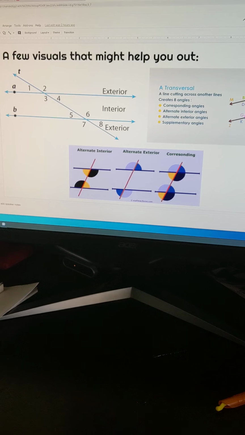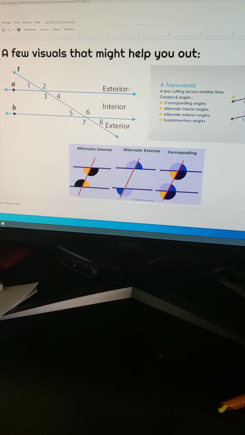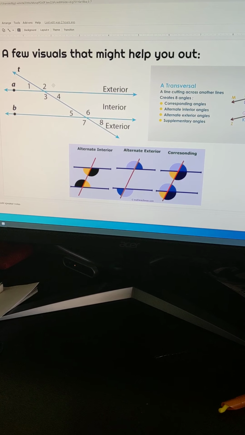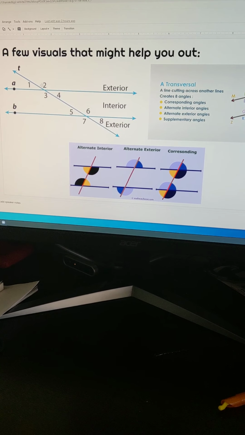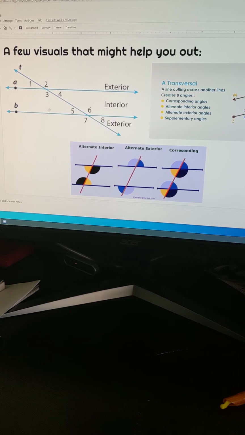The next page is a little graphic. So if you're like, exterior, interior, what were they talking about? All of these angles are on the outside of these parallel lines. And these ones are on the inside because they're in between them.